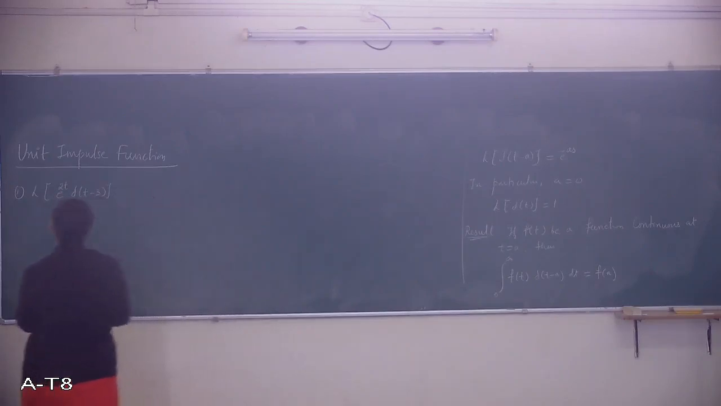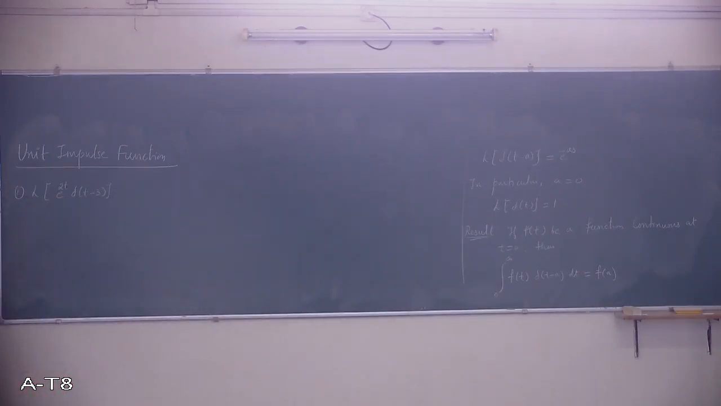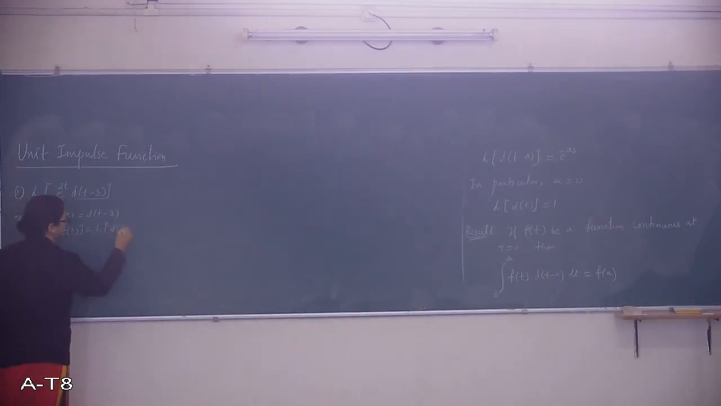Now, how do you find this? We can make use of the first shifting theorem here. So in that case you have to take this as f of t. So here f of t will be delta of t minus 3. Now what will be the Laplace transform of f of t? It is the Laplace transform of delta of t minus 3.